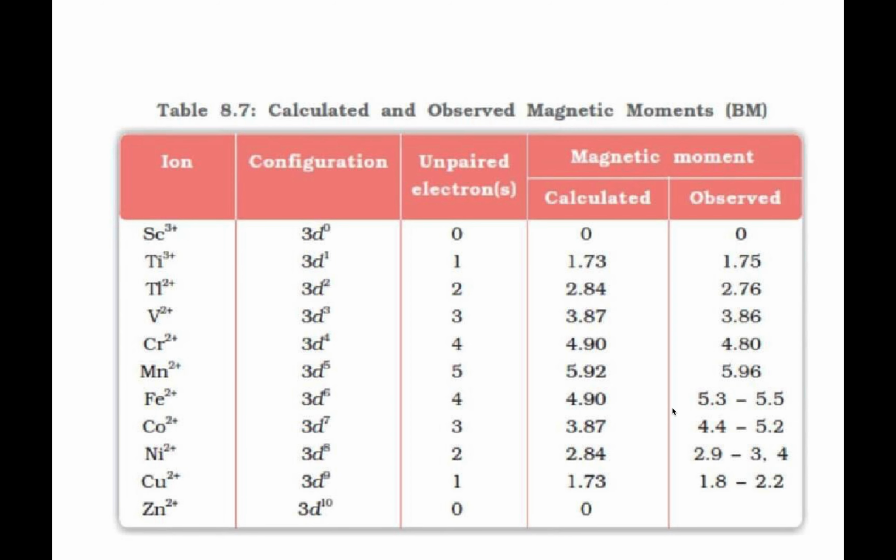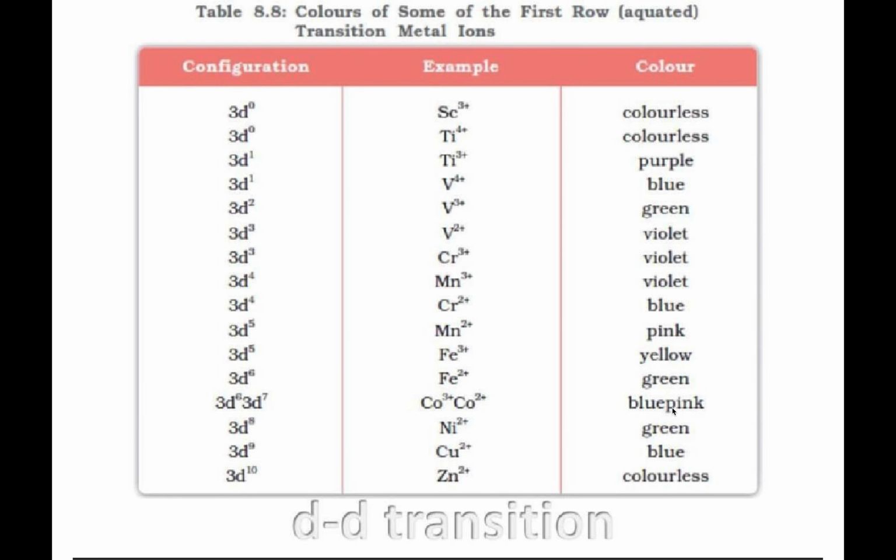And next here we can see the colors of some of the first row aquated transition metal ions, and you can see the various colors and configurations of the different elements of the transition series. And you have to remember all the colors. If they ask for V2+, vanadium 2+, you have to say that it is violet.